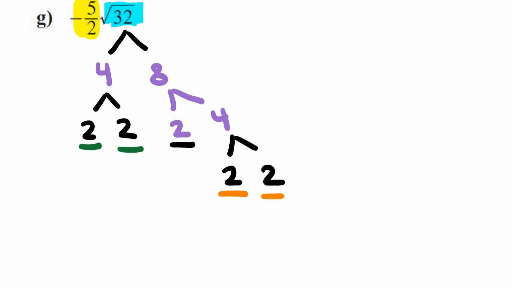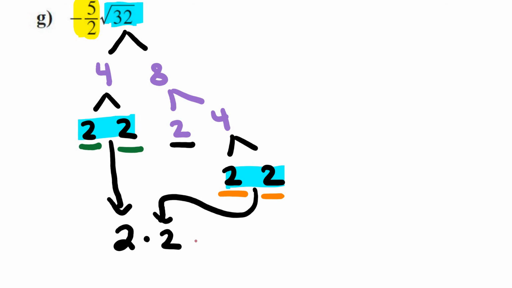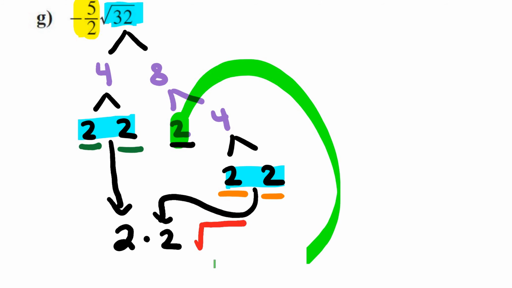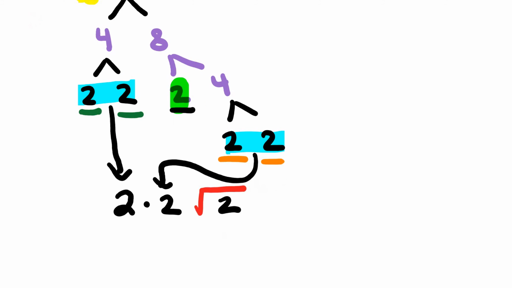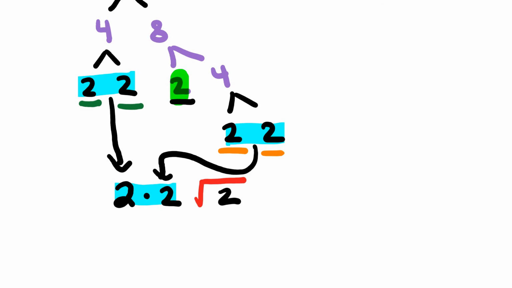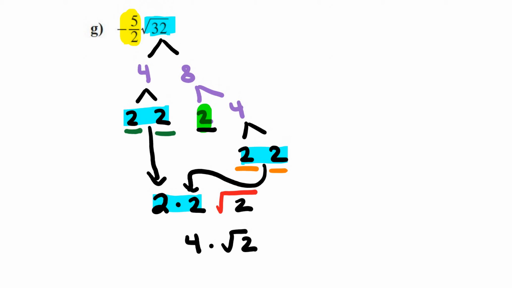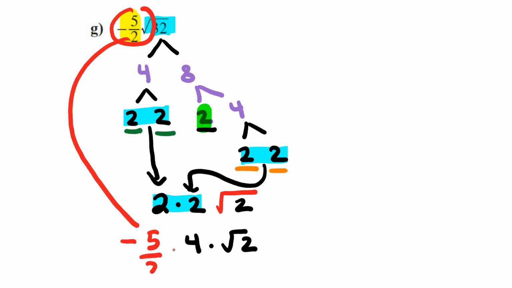Okay, so from there on, you need to find groups of 2. So there's a 2, and there's a 2. So this pair comes out as a single 2 there. This pair comes out as a single 2 there. And then I have a radical sign, and this 2 here will go on the inside as a single 2. And erase all that. And then we have 2 times 2, which is going to be 4. So 4 root 2. And then remember, we still have this negative 5 over 2. So negative 5 over 2.